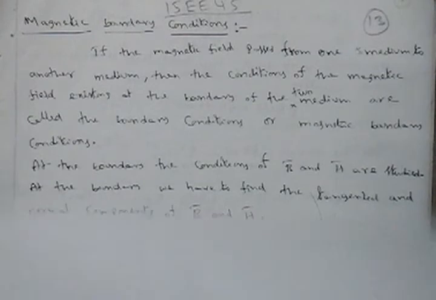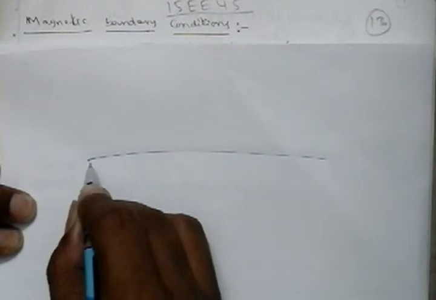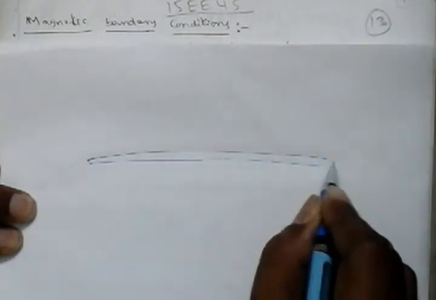In this video, we are going to see magnetic boundary conditions. These are similar to electric boundary conditions. To analyze this, let's have a general analysis of magnetic boundary conditions. First, consider one boundary. This is one boundary.